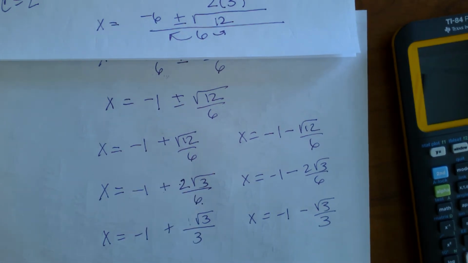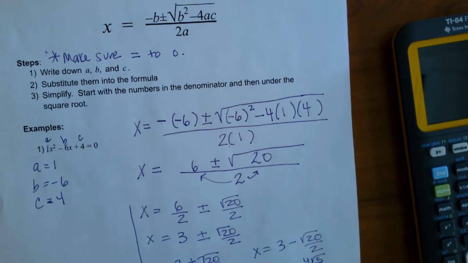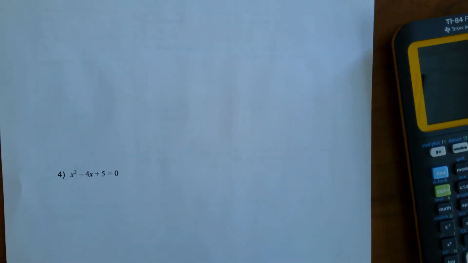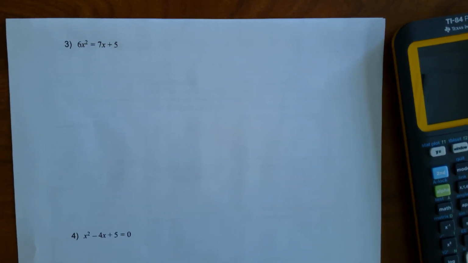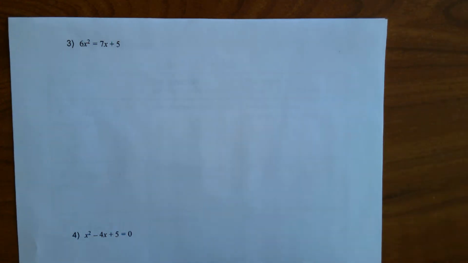Because that is another process. All right, what else do we have? What is next? So these two here. For number 3, 6x squared equals 7x plus 5. I want you to notice that we're not equal to 0. So do we have a couple things to do?